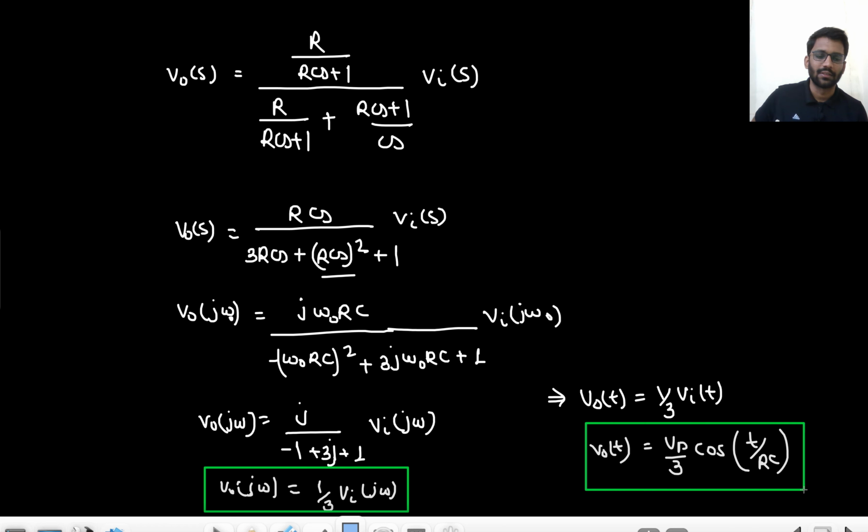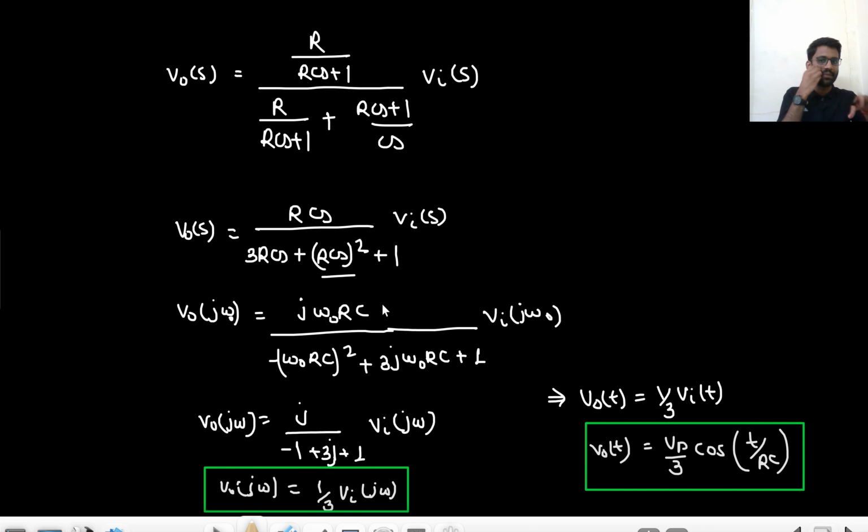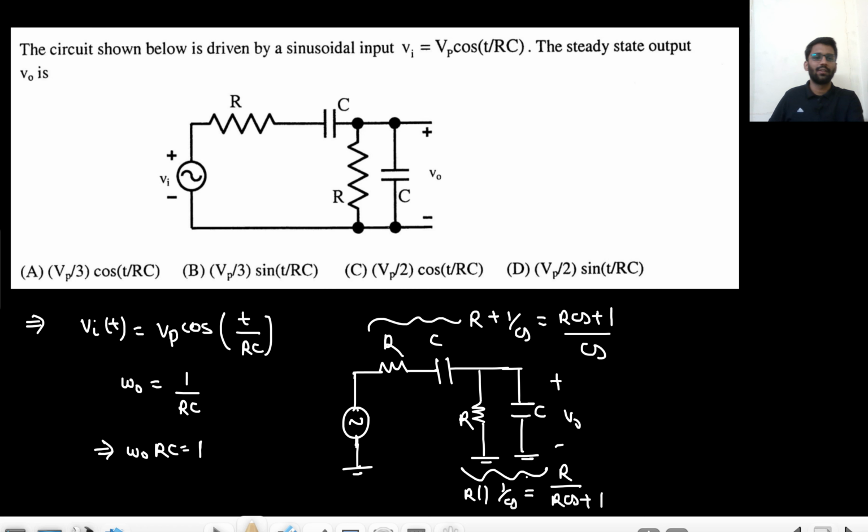This is the final answer. Understood? Well and good. Easy question. Just find the transfer function. Complete mathematics is there. No concept is there. You just need to solve by the mathematics. You just got to know it is 1 by 3 of the input. That's it.